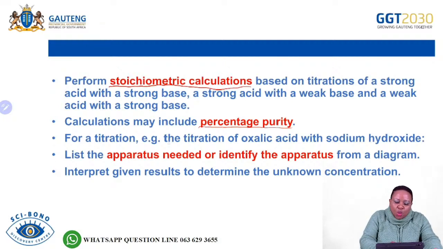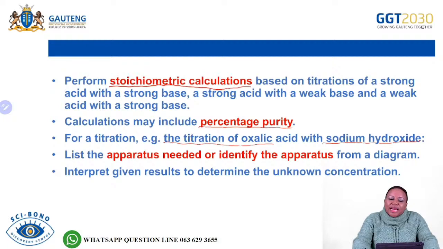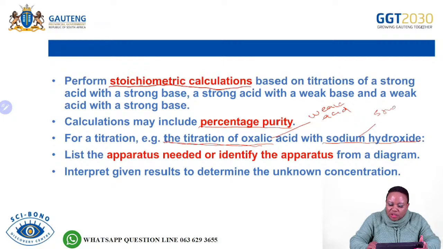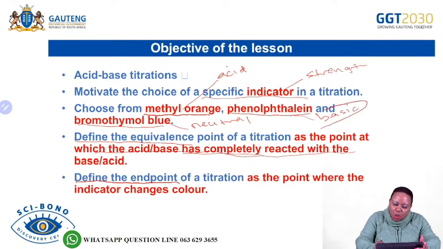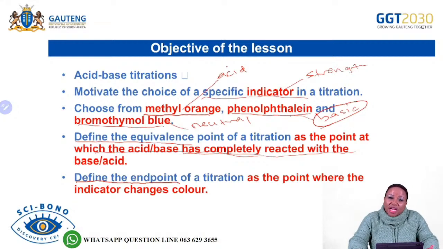We also need to know the titration that we normally use as our example, which is the titration between oxalic acid and sodium hydroxide. The first thing that you need to understand is that if we are expected to use oxalic acid and sodium hydroxide, we need to identify the oxalic acid, and we know that oxalic acid is going to be our weak acid. Therefore, we know that our sodium hydroxide is going to be our strong base. Then immediately, you need to think about the type of indicator that you are going to use when oxalic acid reacts with sodium hydroxide, which you know is going to be phenolphthalein.